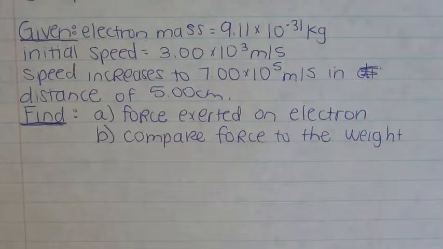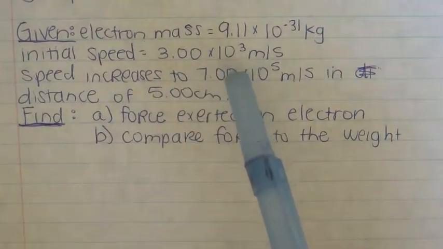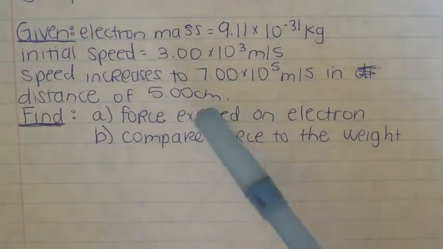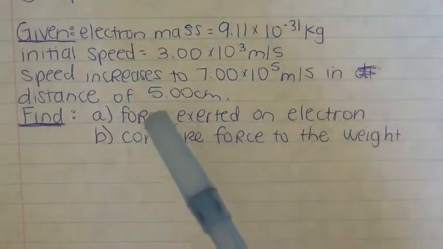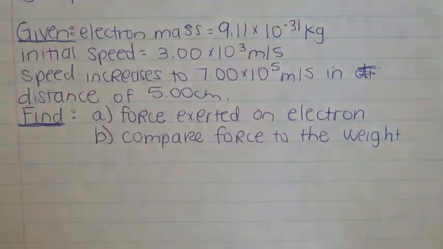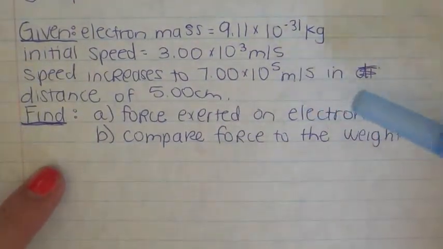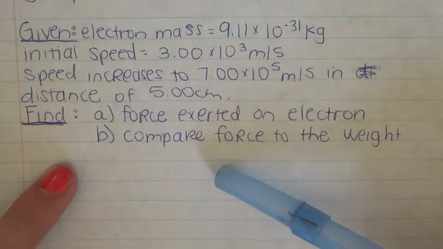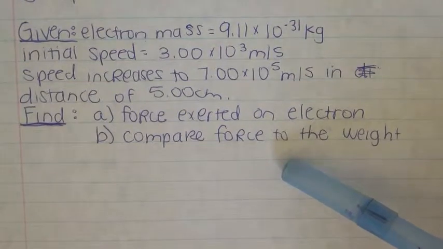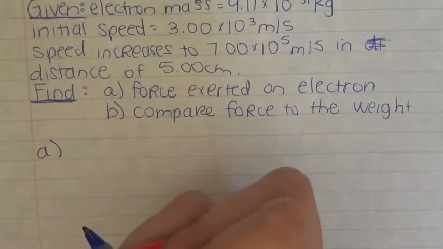So this is chapter 5, number 7, and our givens are the electron mass of 9.11 times 10 to the negative 31 kilograms, and it says that the initial speed is 3.00 times 10 to the third meters per second, and also the speed increases to 7.00 times 10 to the fifth meters per second in a distance of 5.00 centimeters. And then our finds: the first thing we need to find is the force exerted on the electron, and then for B, it's to compare the force to the weight of the electron. We need to find the force.